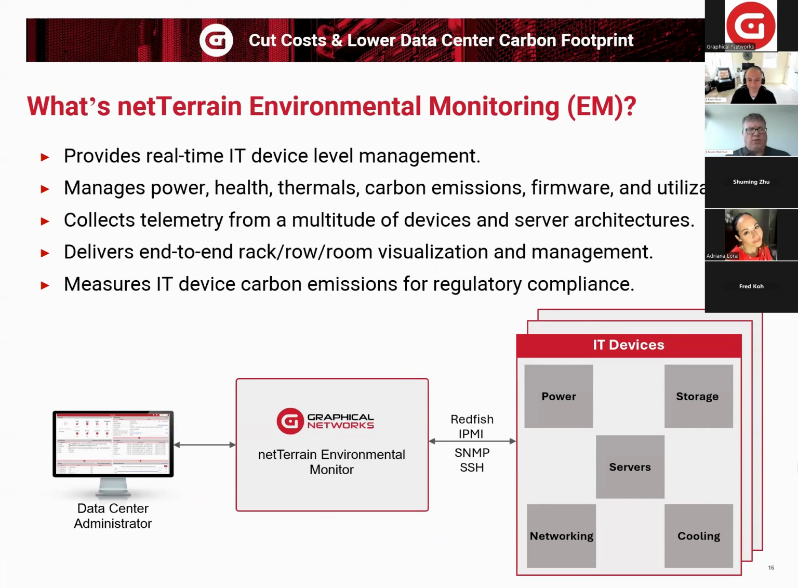Its function is to say, hey, let me pull some real-time or near real-time data from these different devices using different protocols. So there's a lot of data there, and there's a lot of data that you're going to see in the EM itself and manage through the EM. But where does netTerrain fit into this bigger picture here?